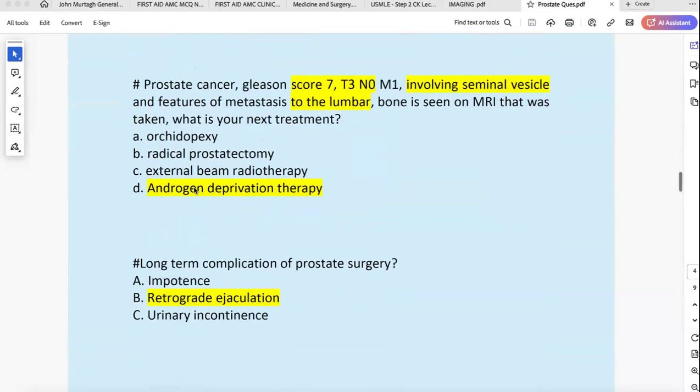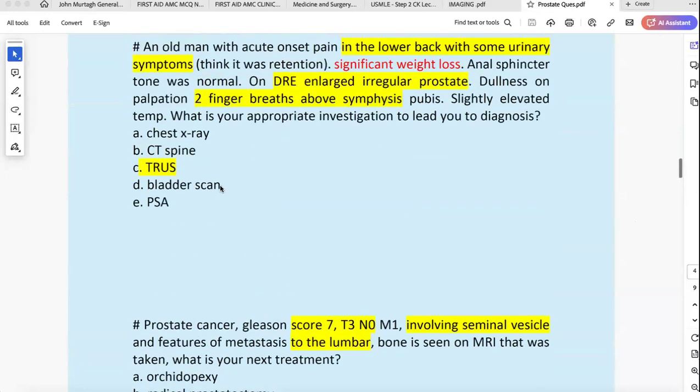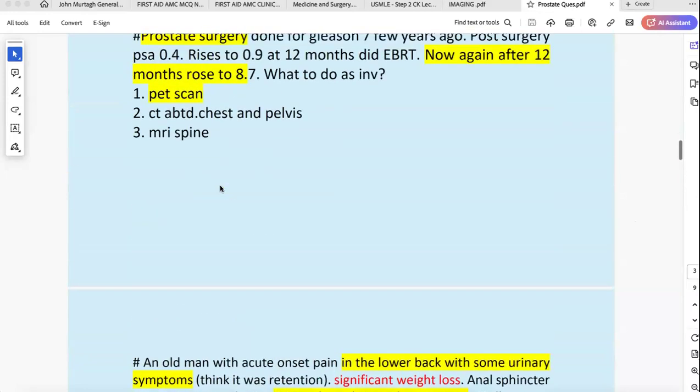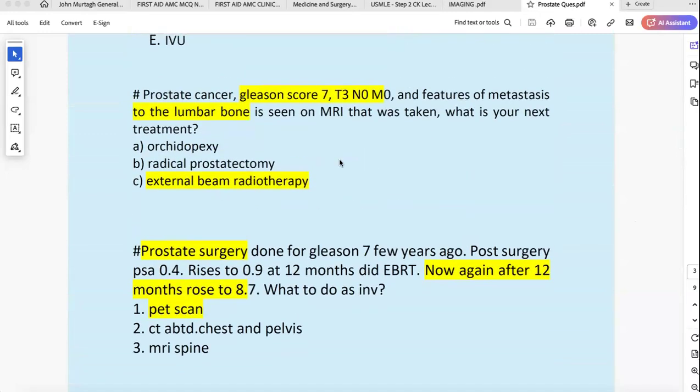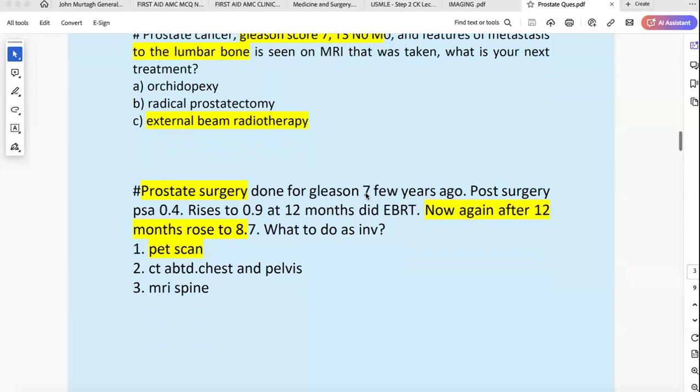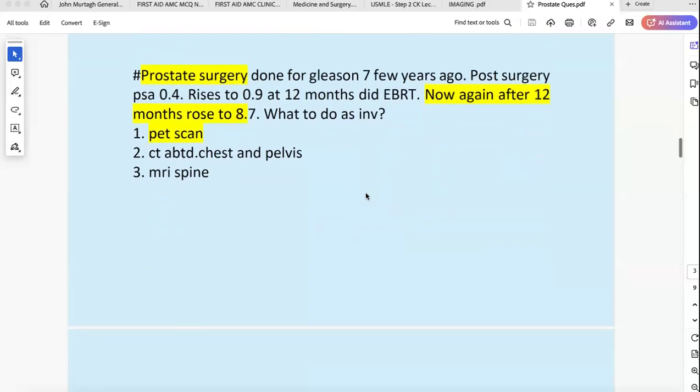Like this one is the same question, but they have given androgen deprivation therapy in the options. So that was actually the question. No, at this time, prostatectomy is no longer the best option because it has already metastasized. Just the hormone treatment will be the treatment.